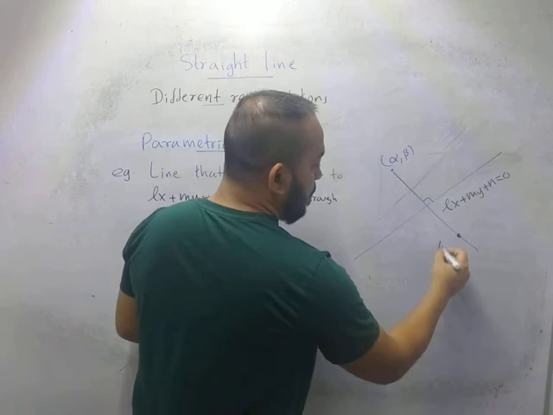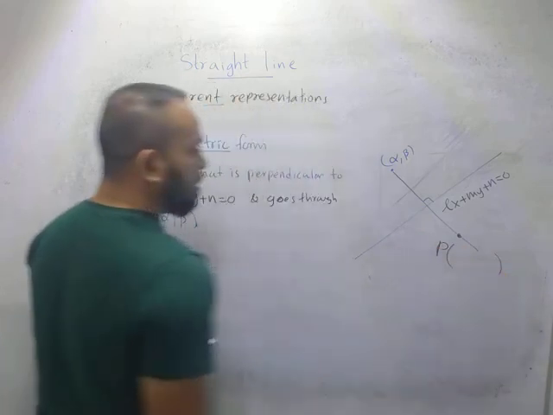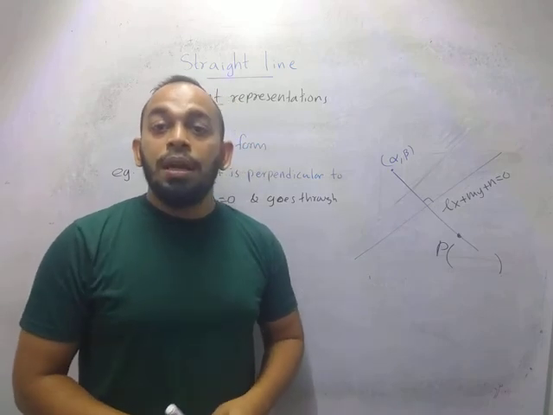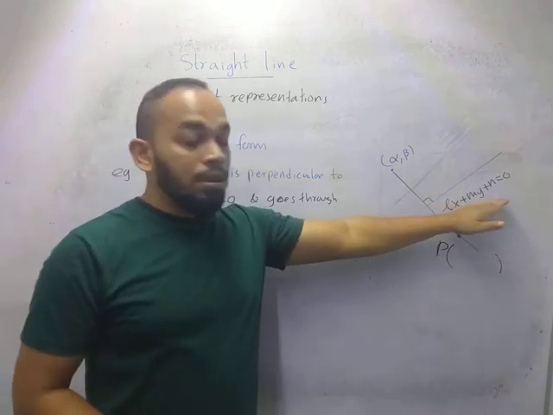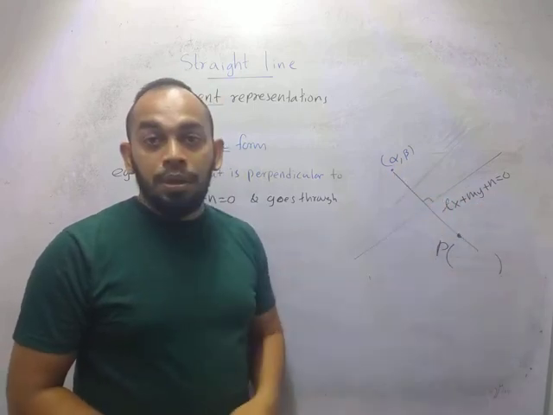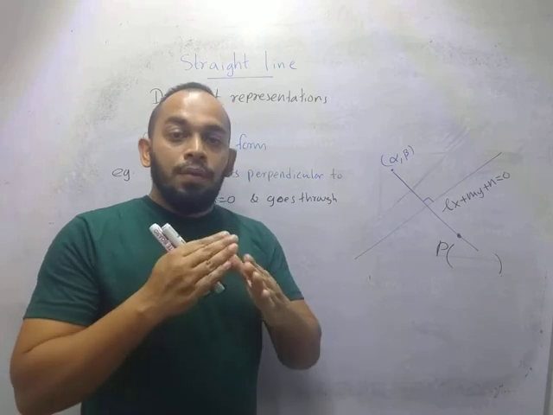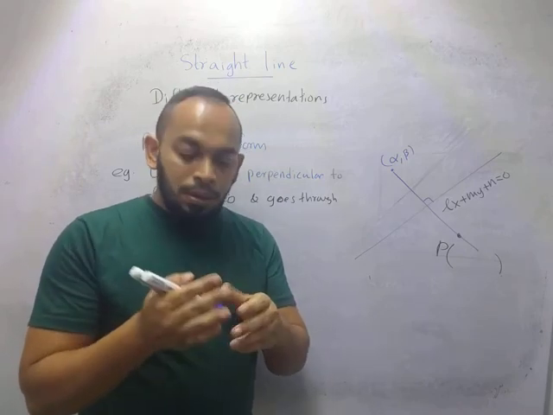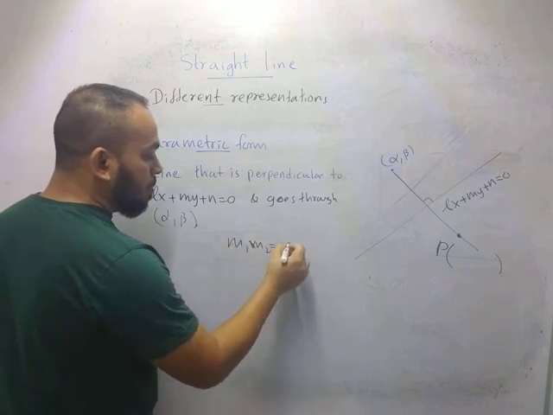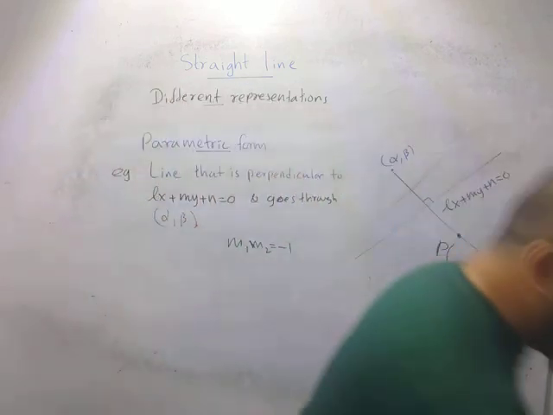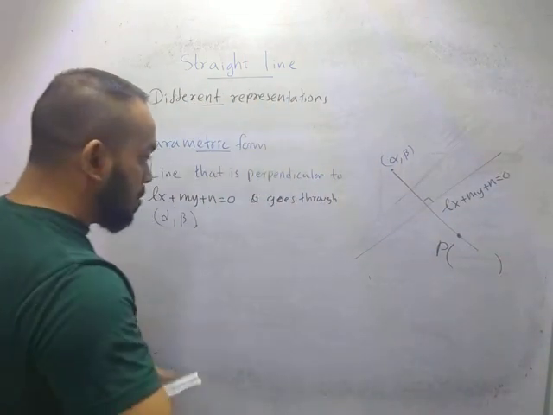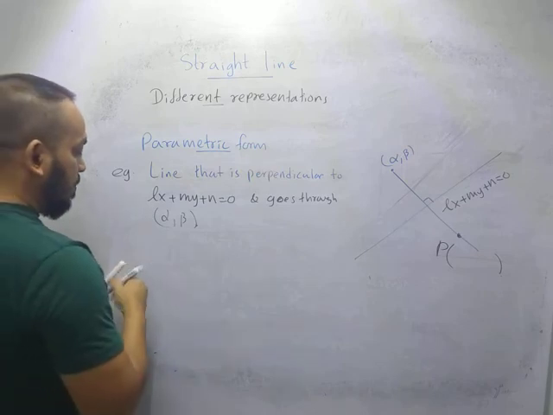So, how do you represent it? To represent the line parametrically, we need the gradient. The gradient of the given line is known, but how do you find the gradient of the perpendicular line? When two lines are perpendicular to each other, they hold this relationship: M1 M2 equals minus 1. So if you know the gradient of one line, you can obtain the gradient of the other line.